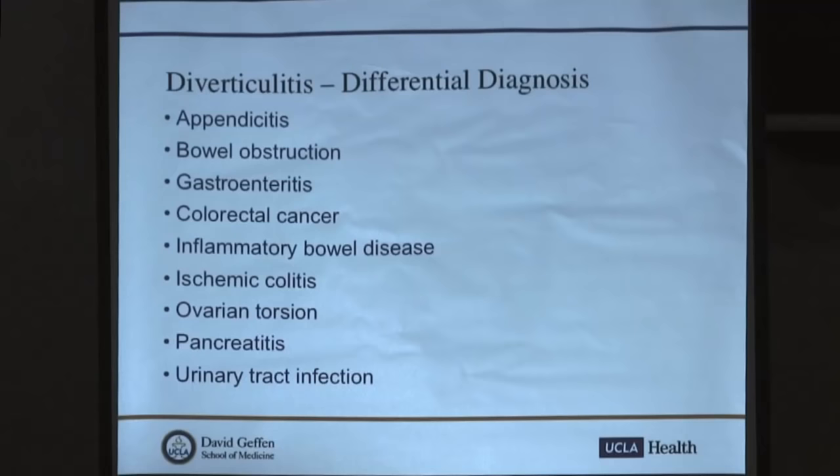So there are some conditions that mimic diverticulitis or may present in a similar fashion, and these include appendicitis, bowel obstruction, sometimes gastroenteritis. Colorectal cancer, especially if it's causing obstruction, can cause pain. Inflammatory bowel disease, ischemic colitis, ovarian torsion, pancreatitis, and sometimes urinary tract infections can also present this way.